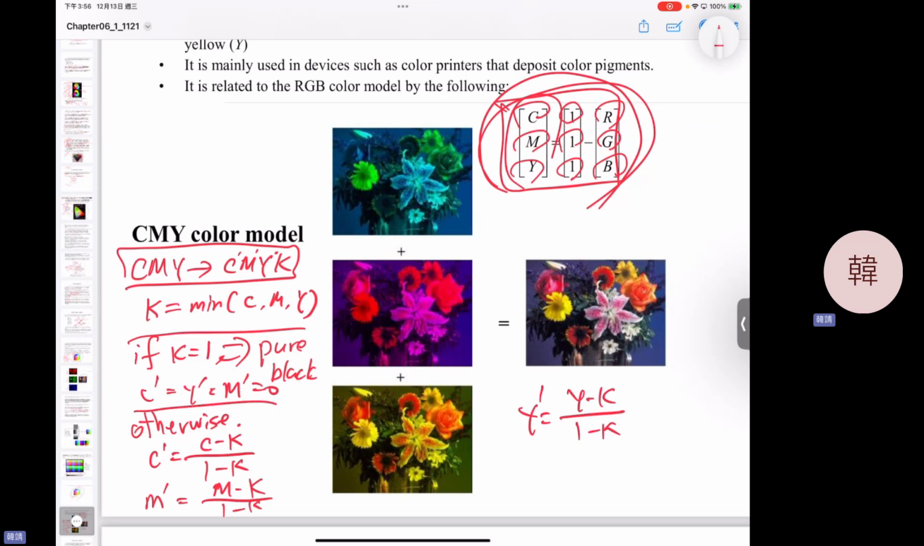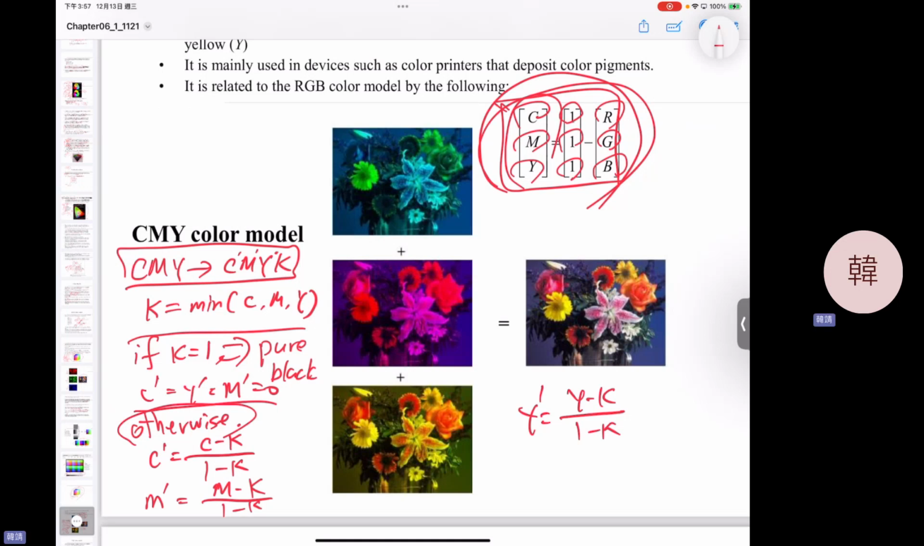Why? We just tell you. When your K is not 1, look at it: if K equals 1, what's the result? You cannot use the denominator 1 minus 1. It becomes 0, so it becomes infinity. That's why we have to separate two conditions. If you are pure black, there's no CMY, because it's purely saturated black, so C', M', and Y' are 0.